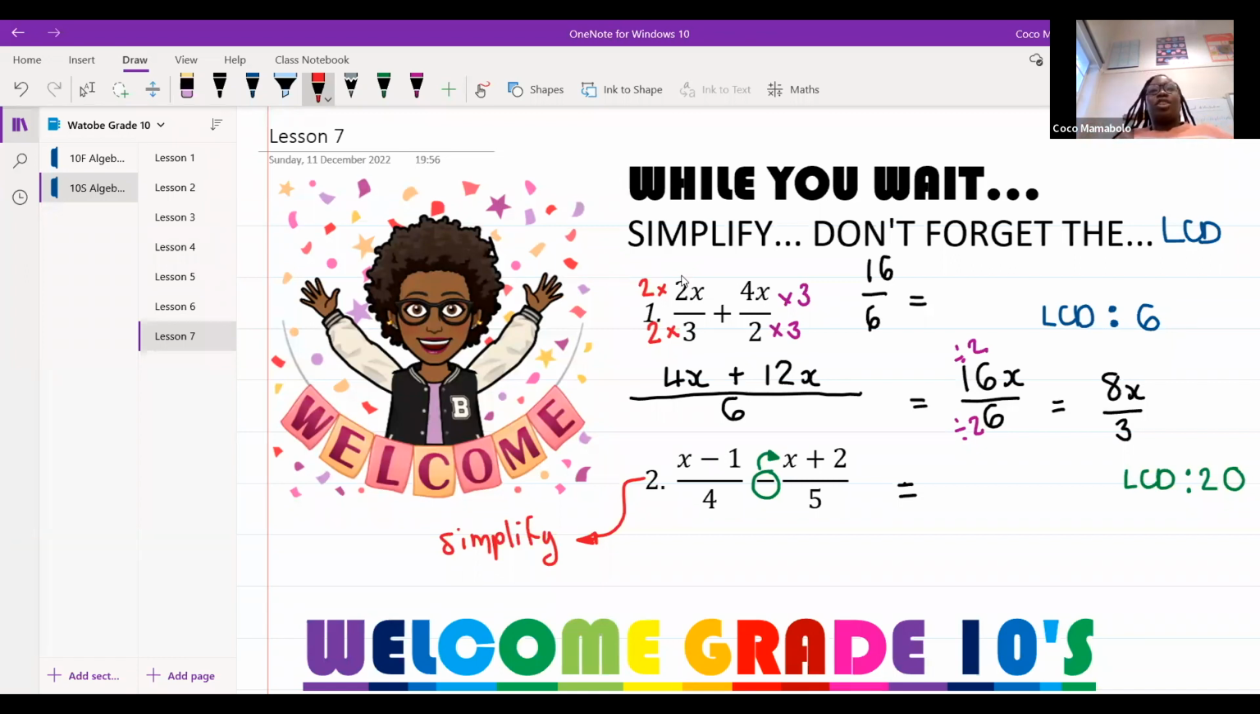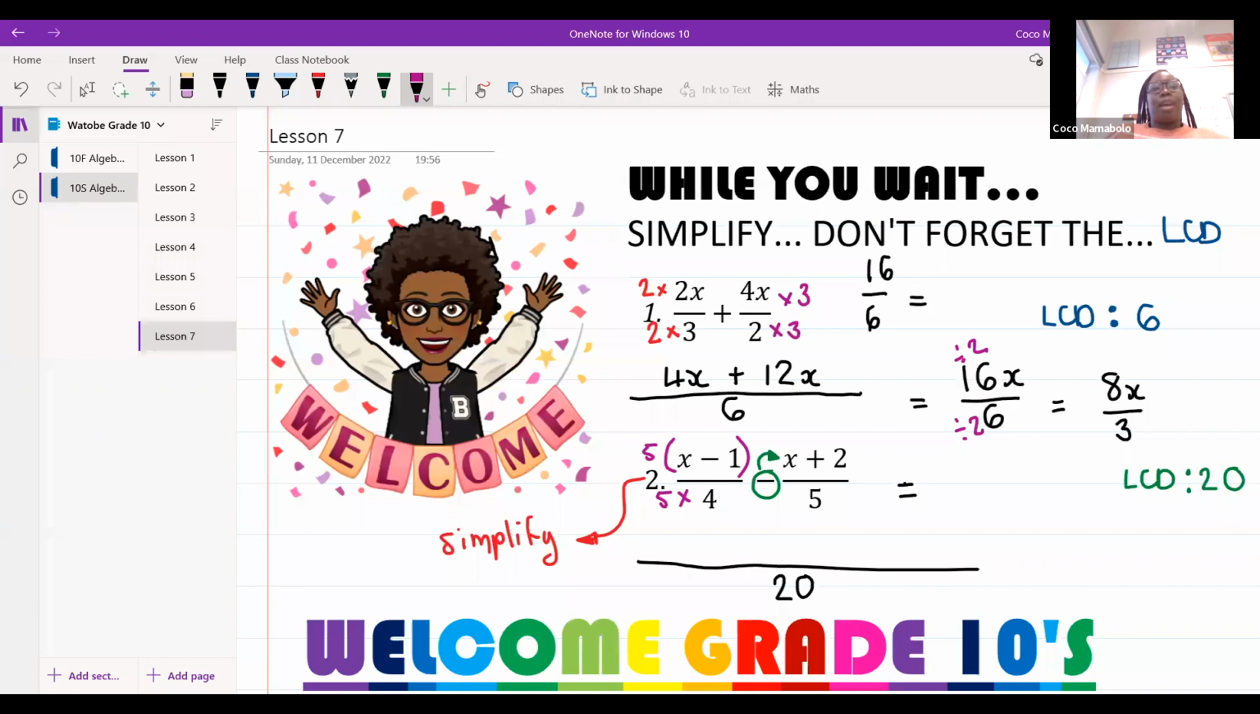All right, let's get started. So we know that our LCD is 20. To get from 4 to 20, I need to multiply by 5. And what I do at the bottom, I need to do at the top. Now that whole thing is multiplied by 5.